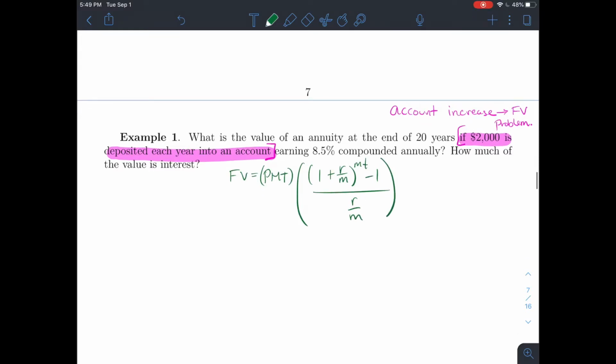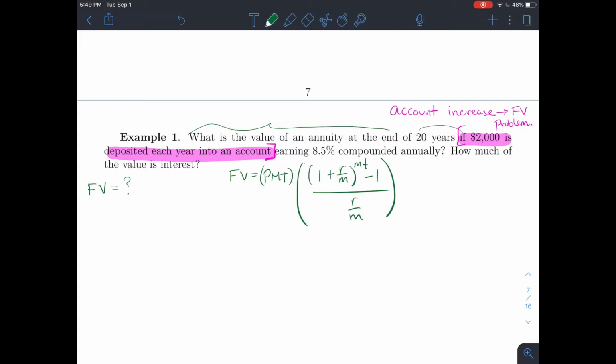Alright, now that you know that this is a future value problem, let's list out our variables. So here, this is asking us, what is the value of this annuity 20 years later? That's our future value. That's what's going to happen in the future. We do not know that, so we're going to put that as a question mark.